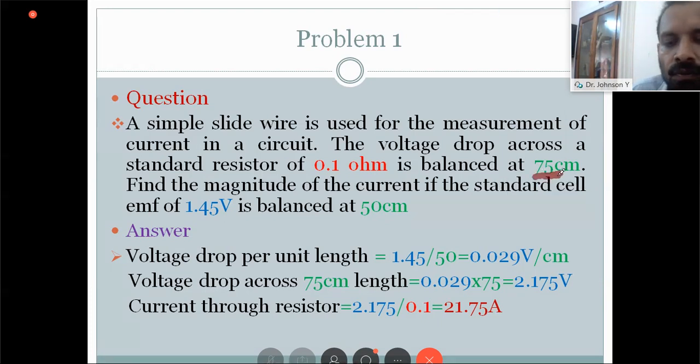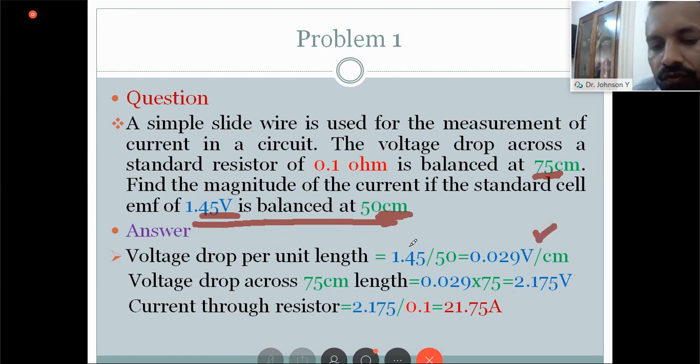That also we know. We have to find the magnitude of the current, if the standard cell EMF of 1.45 volt is balanced at 50 centimeter. So in this condition, first we find the voltage drop per unit length. We know that the 1.45 volt is balanced at 50 centimeter, then we have to find the voltage per centimeter. How to find it? 1.45 by 50. Then we get the per centimeter voltage, or voltage drop per unit length.